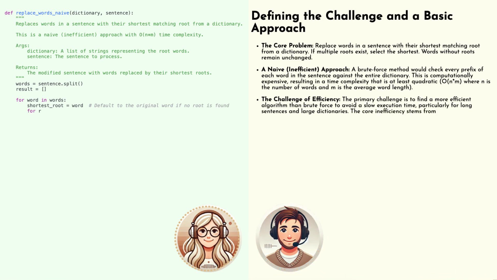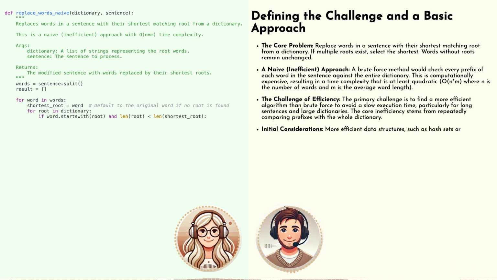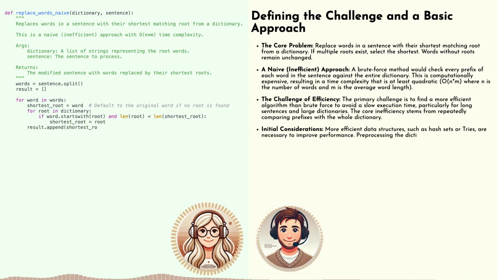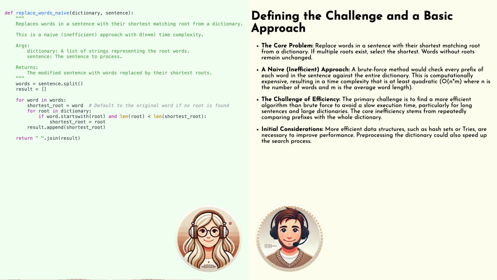The challenge is to replace each word in that sentence with the shortest root word from our dictionary that forms its prefix. So cattle would become cat, rattled would be rat, and battery turns into bat. Got it. You got it. It's like we're simplifying the sentence using our limited vocabulary.